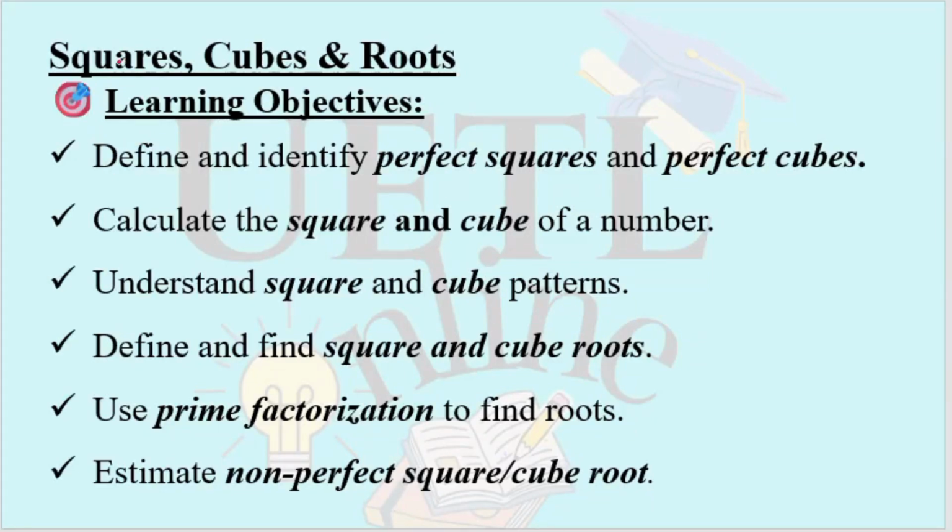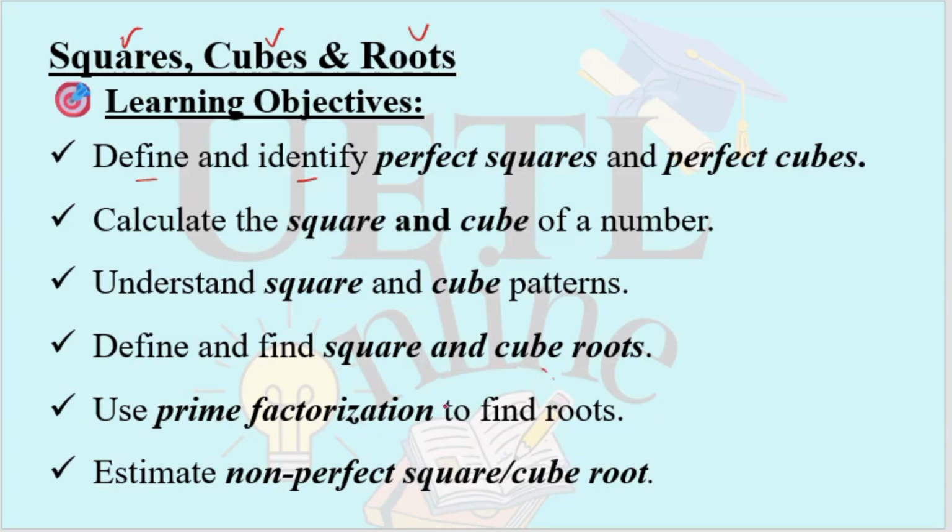Today we are talking about squares, cubes, and roots. Our learning objective is to define and identify perfect squares and perfect cubes, and calculate a square and a cube of a number, then understand the square and cube patterns. Then define and find square and cube roots. Then use prime factorization to find the roots.